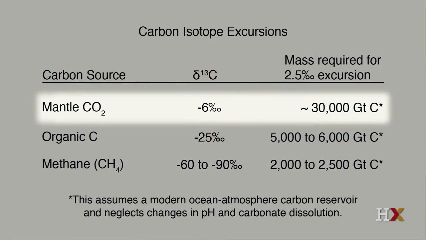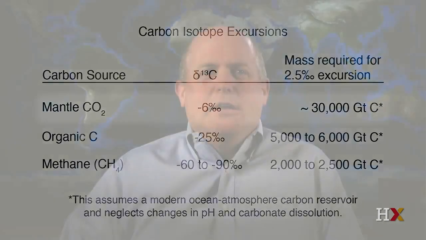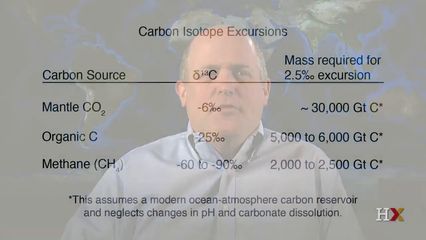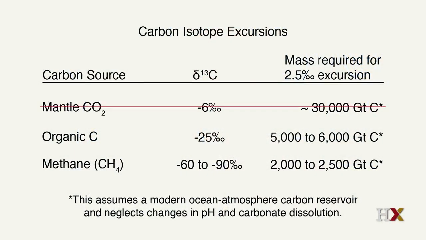When you add so much carbon dioxide to the atmosphere, the pH of seawater changes dramatically. And this changes the partitioning of carbon isotopes between the different carbon reservoirs in seawater. In the end, it turns out that this actually drives an increase in the delta C13 of calcium carbonate. And so this effect is large enough that you can never add enough mantle CO2 at -6 per mil to cause a 2.5 per mil drop in the C13 of seawater. Because as you add more and more of this carbon dioxide, the delta C13 of calcium carbonate starts to rise because of the effect on pH. So mantle carbon dioxide is pretty much out of the question.